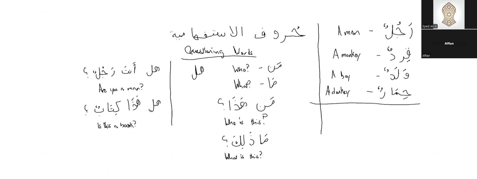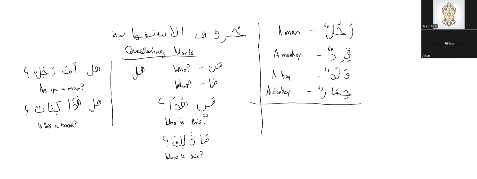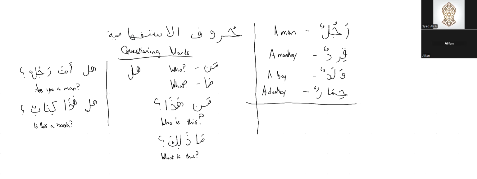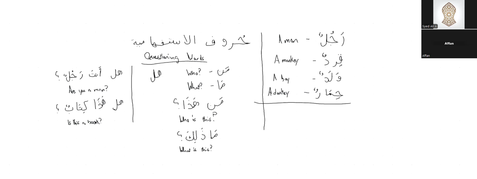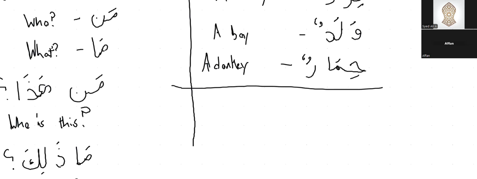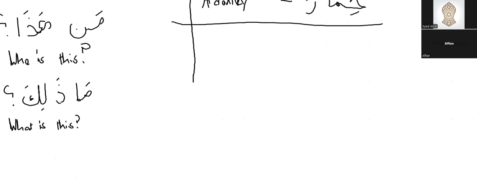And this is called hurufe al-istifhamiyah, right? And now we also learned some new vocabularies, right? Rajulun, qirdun, waladun, and himarun, right? So now for homework, for some of you guys who are here, we're going to have you translate these sentences, and I want you to give me harakas on them as well, right? So translate from English these words.